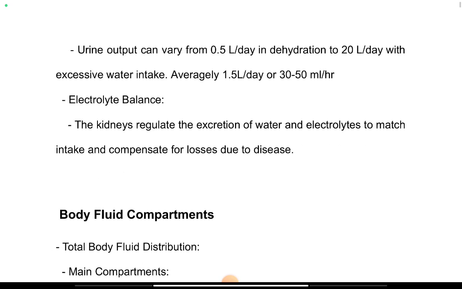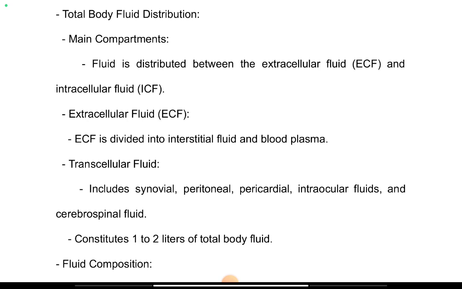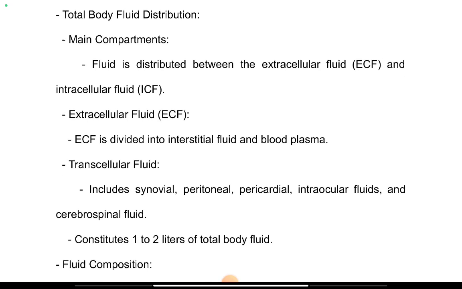Okay. So now let's talk about the body fluid compartments. This has been explained. I said it is divided into two: extracellular fluid and intracellular fluid. Intracellular fluid is within the cells. Extracellular fluid is divided into interstitial fluid and blood plasma. Then there's also transcellular fluid, which constitutes a minor fluid in the body. And I told you that I'm going to explain transcellular fluid later on.